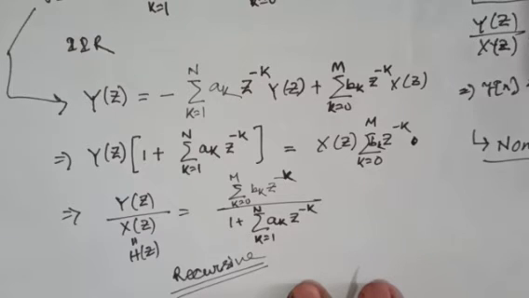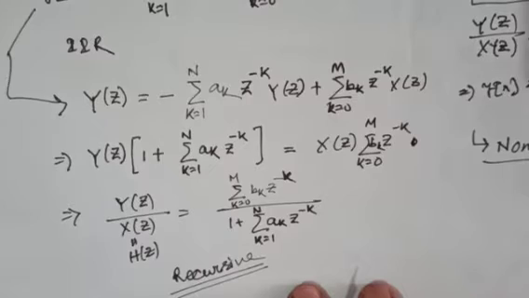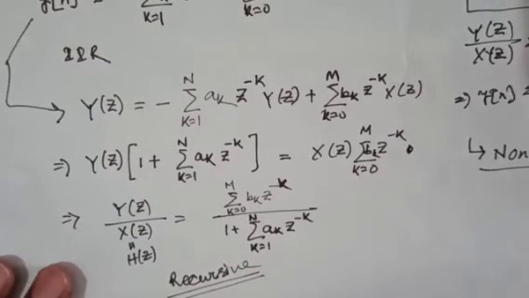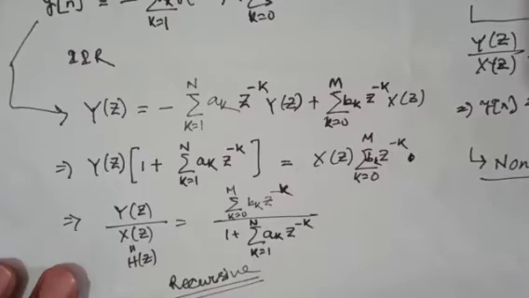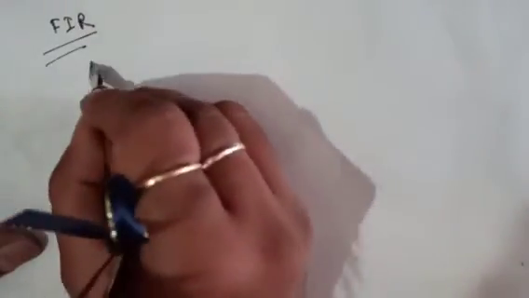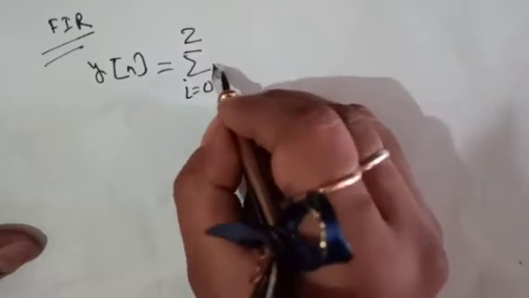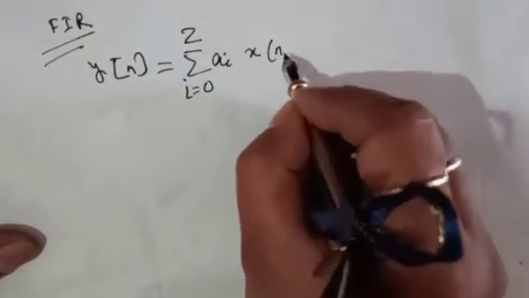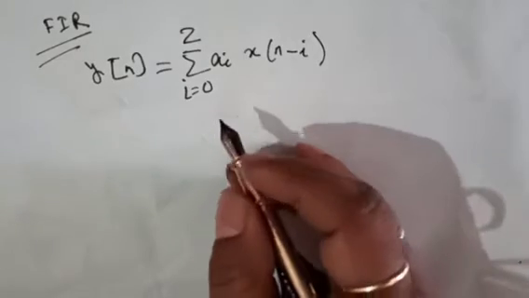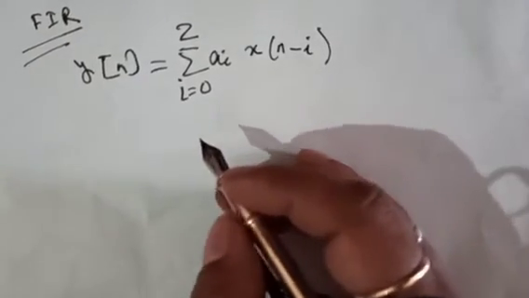However, in practice, an FIR system may also be realized in recursive fashion, and an IIR system may also be implemented by non-recursive systems. One example we have already seen. Let us see another example, starting with an FIR system. So let us take one FIR system. Say y of n is equal to summation over i equal to 0 to 2 of a_i times x of n minus i. Have you understood that this is an FIR system?